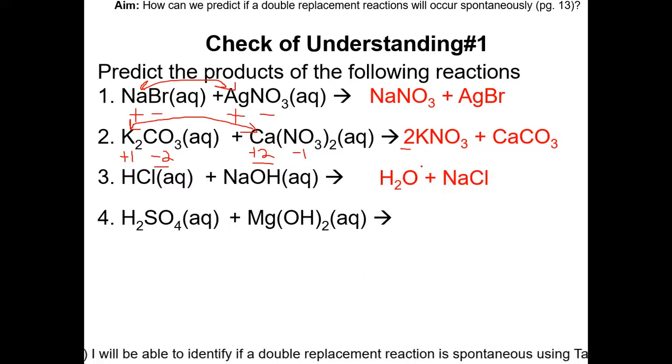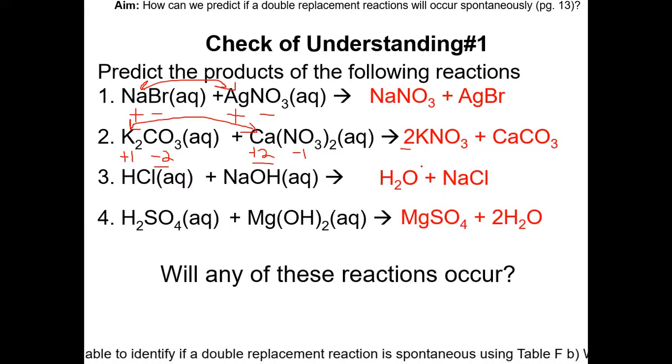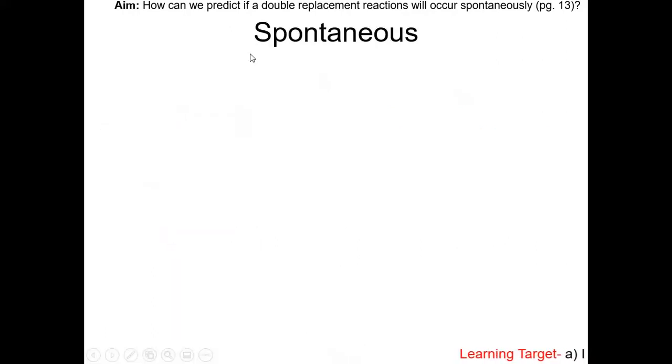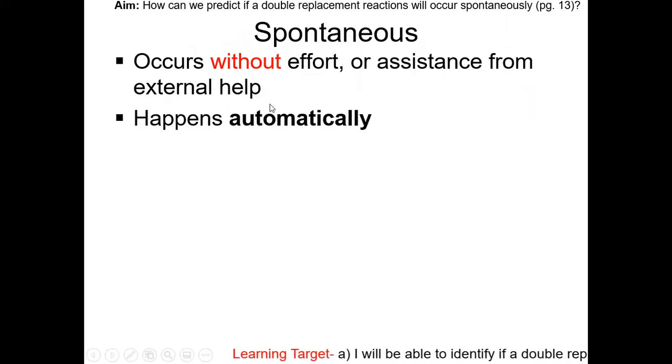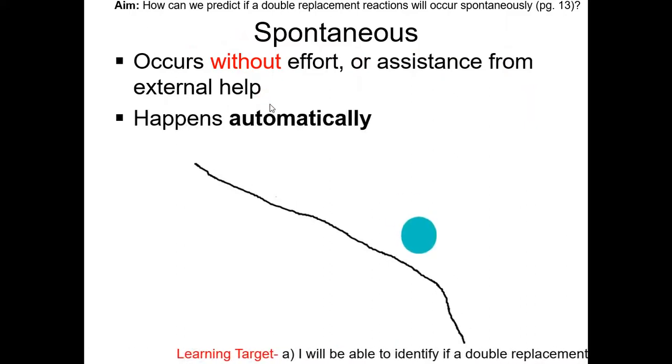Okay, so here's the answers. So the question is, will any of these reactions actually occur in real life? These chemical reactions may react in theory, but if you were to mix these two substances in a lab, would they actually react? We will discuss this in this lesson. We are first going to define the term spontaneous. When something is spontaneous, it means it occurs without effort or assistance from external help. It happens automatically.